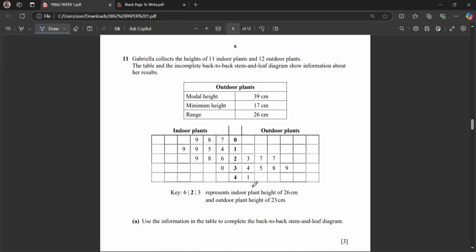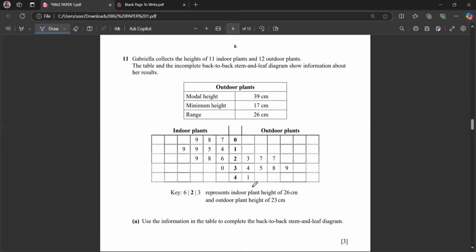Eleventh one. Gabriella collects the heights of 11 indoor plants and 12 outdoor plants. The table and the incomplete back-to-back stem and leaf diagram show information about her results. See, this is actually from the statistics chapter. It is one way of representing data. So mode, minimum, range, it's how values or data are represented.